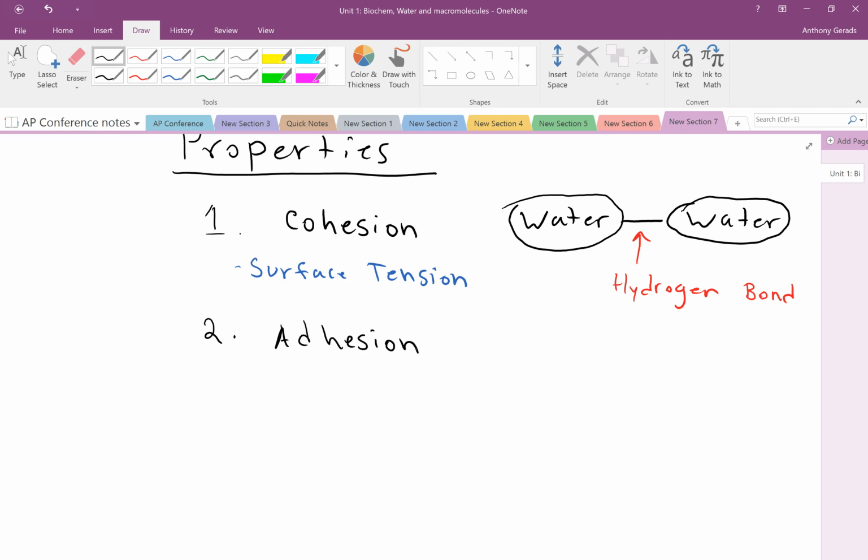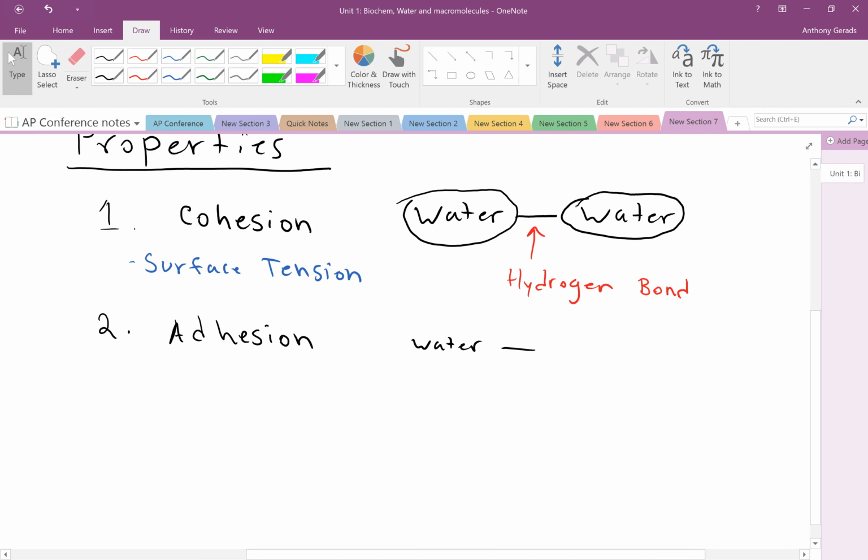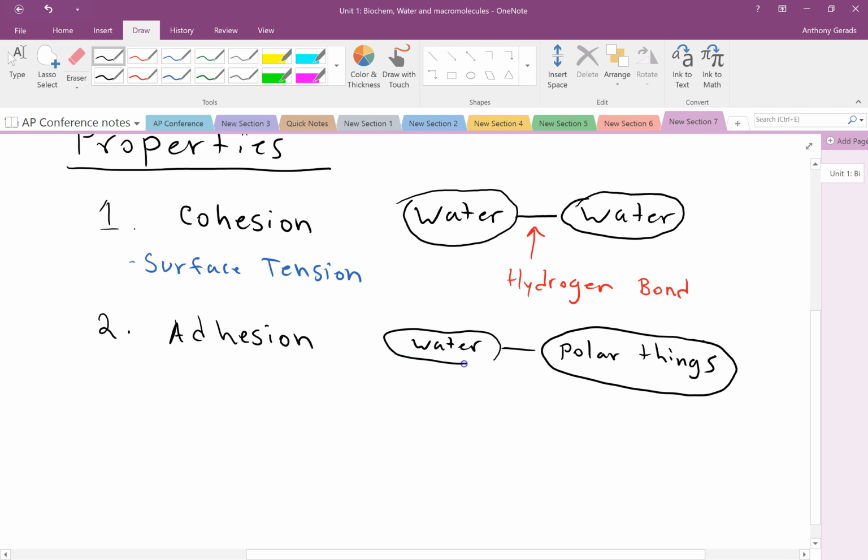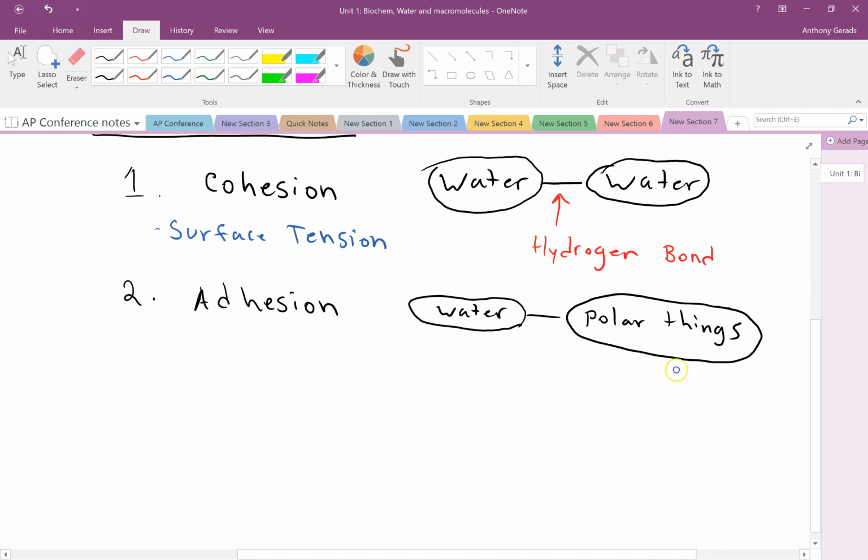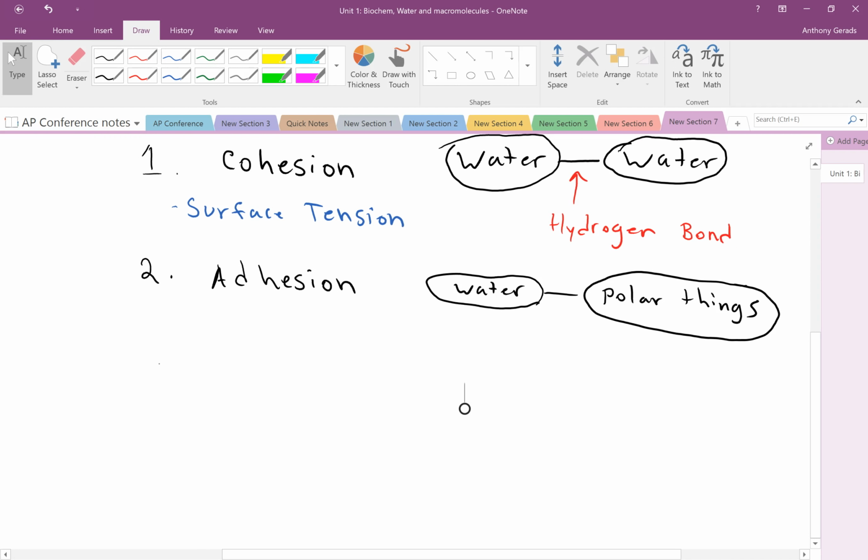All right, and what adhesion is going to be? It's water to other polar surface or other polar things. And it forms a hydrogen bond there too. Okay, so we've got water to other polar things. That's adhesion right there. That's why water can stick to glass. That's why water sticks to your shirt. That's why water sticks to your windshield. Unless you put Rain-X on there, because then you've essentially made your windshield non-polar. Or you can put cooking oil, like someone said, if you want to fall on a budget. Okay. So that's 2 of our big ones.